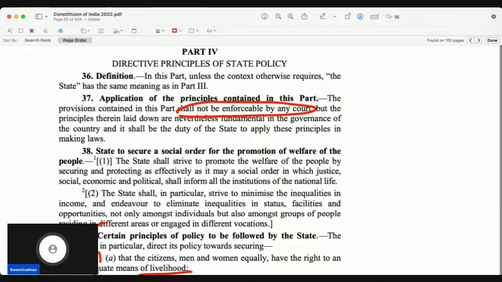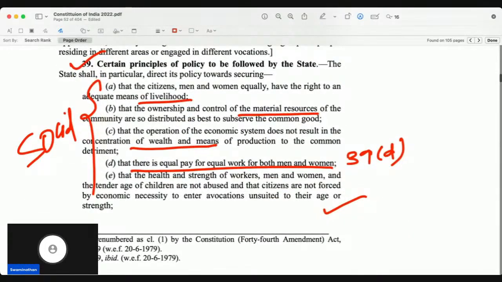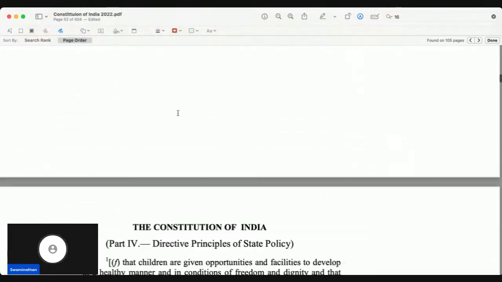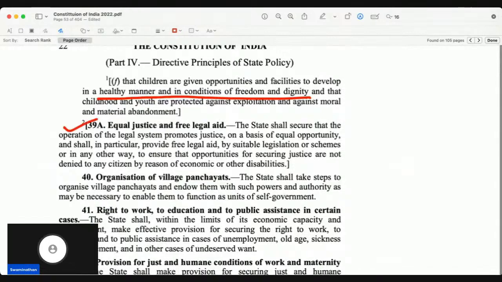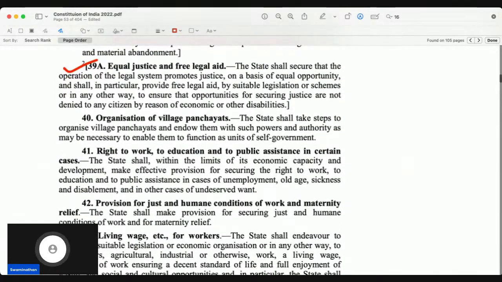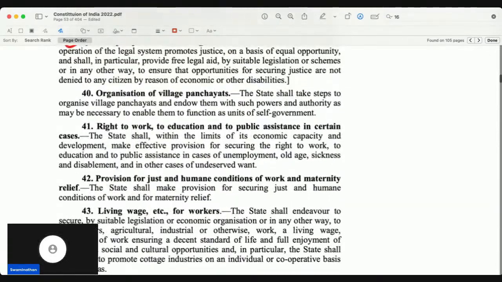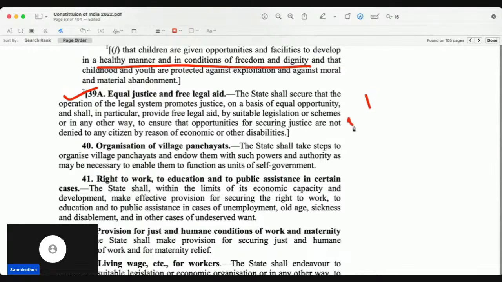So let's move on. We have seen Article 39. It provides for six of the most important socialistic measures. Then we have Article 39A. 39A talks about free legal aid, the concept of equal opportunity for the promotion of justice on the basis of equal opportunity. This was inserted by the 42nd Amendment Act 1976, Article 39A.